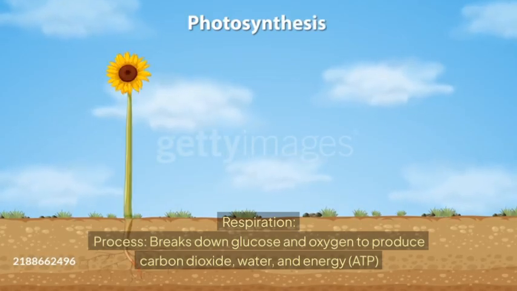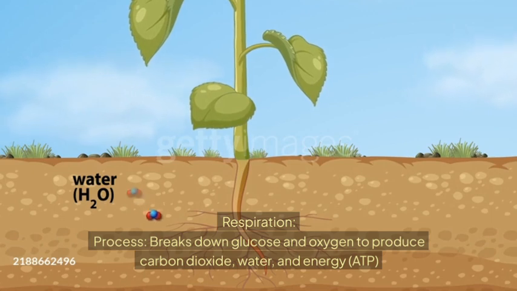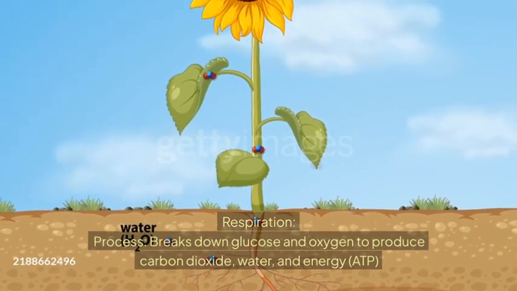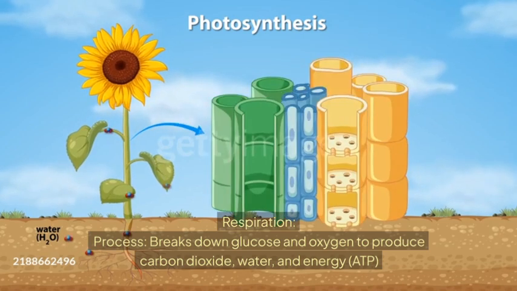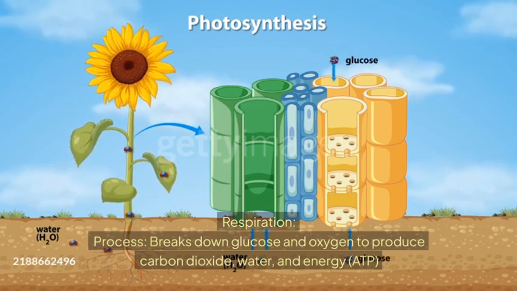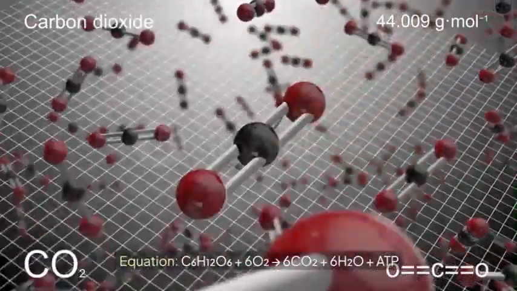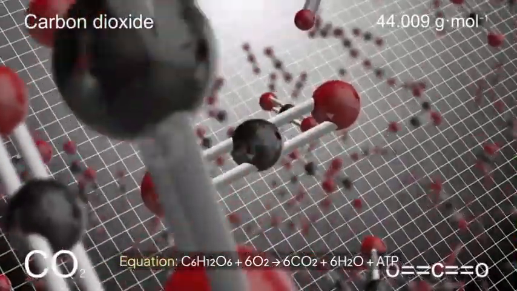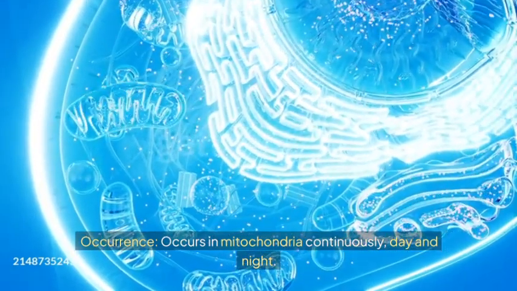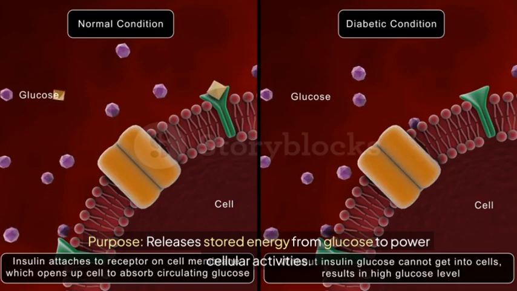Respiration process: breaks down glucose and oxygen to produce carbon dioxide, water, and energy, ATP. Equation: C6H12O6 + 6O2 → 6CO2 + 6H2O + ATP, occurs in mitochondria continuously, day and night. Purpose: releases stored energy from glucose to power cellular activities.